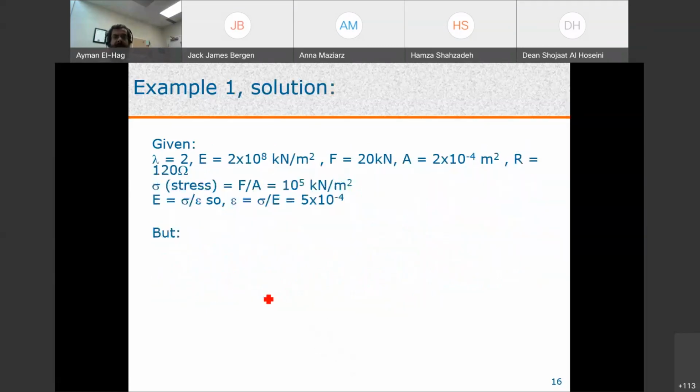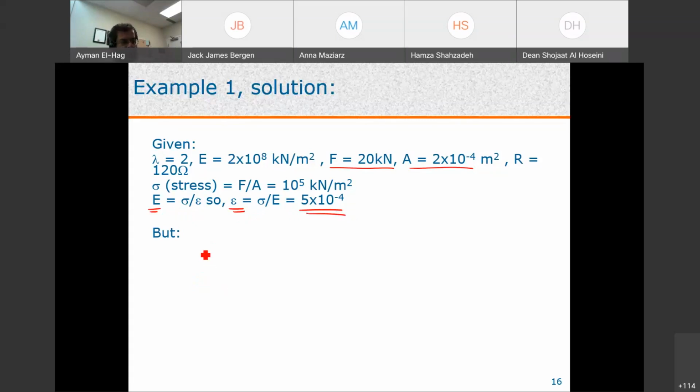So here we have the strain gauge, the Young modulus, the force of 20 kilonewton, the area, and R equal to 120 ohm. Now, the stress is the force divided by the area. We have the force and the area, so this gives you the stress. The Young modulus is the stress over the strain, and from this I can get the strain, which is the stress divided by the Young modulus, which is equal to this.